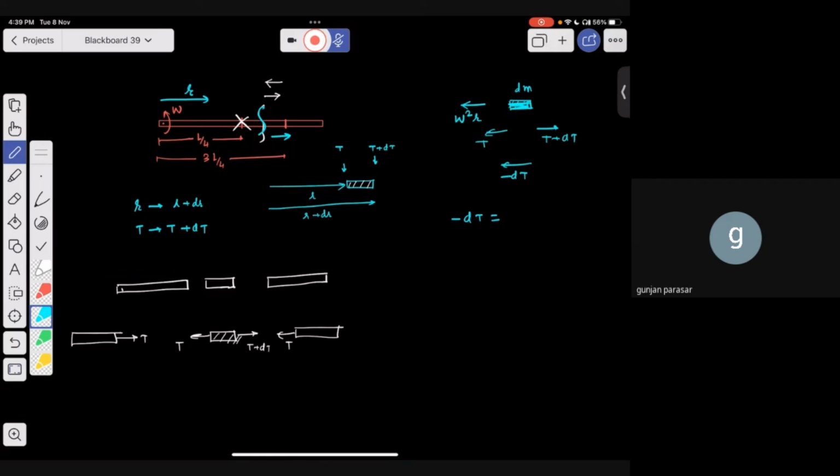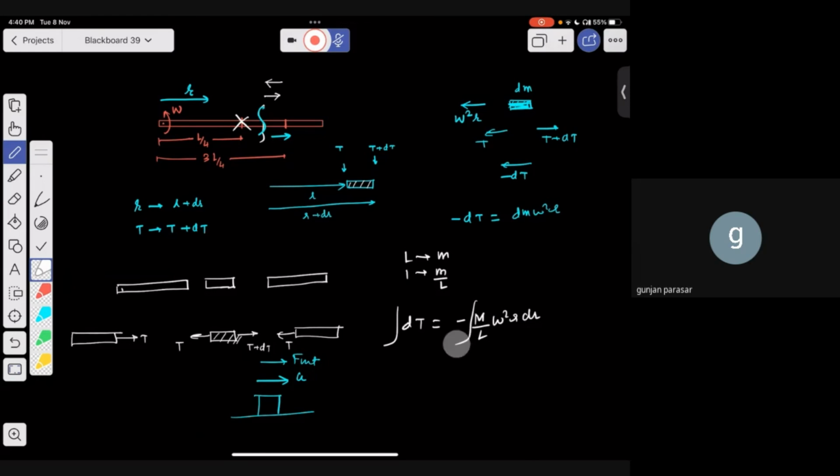We find the net force that acts towards the center; that provides the centripetal acceleration. It is like any acceleration: if a block is pulled with an acceleration, whatever net force is in that direction is the pulling force. So the net force in the radially inward direction is minus dT, which must equal dm omega square r. For length L the mass is m, so dm is m by L dr, and minus dT becomes minus of m by L omega square r dr.